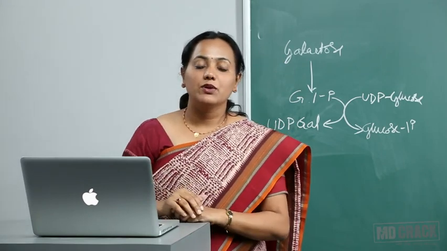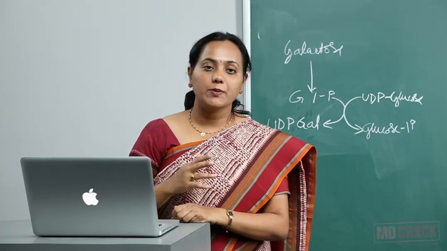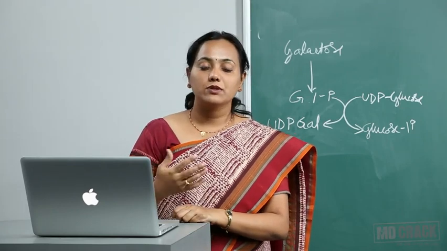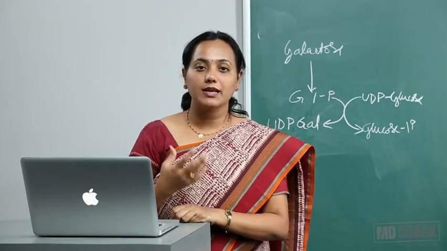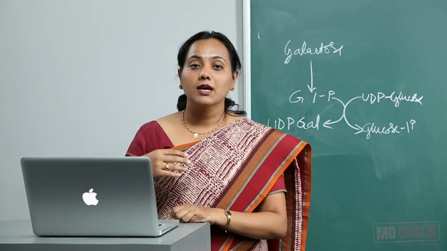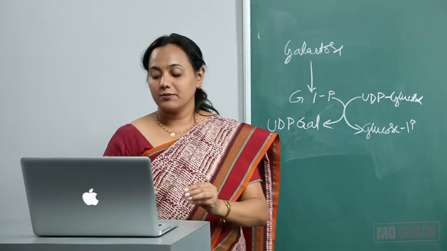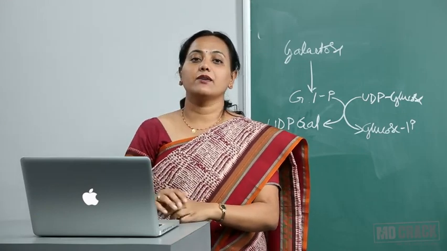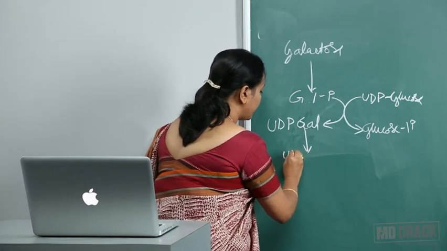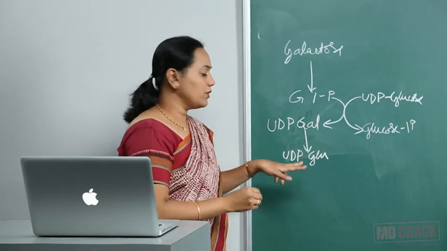Once UDP galactose is formed, it will be used for the synthesis of different products. It may be used for the synthesis of lactose, glycosaminoglycans, glycolipids, glycoproteins, wherever it is required. UDP galactose can act as the donating agent. Remember, it is having high energy UDP, so galactose can be used. But if it has to be degraded, we have one more enzyme which will convert it back into UDP glucose itself.